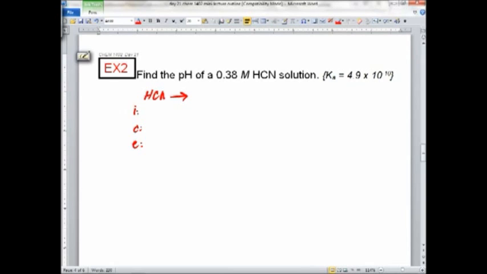HCN goes to H plus and CN minus. Okay, we got to fill it in, shall we? What are you going to put in the initial row? 0.38, dash. And changes is always minus x and plus x, and all of our stoichiometric coefficients are 1. Then we'll end up with 0.38 minus x.